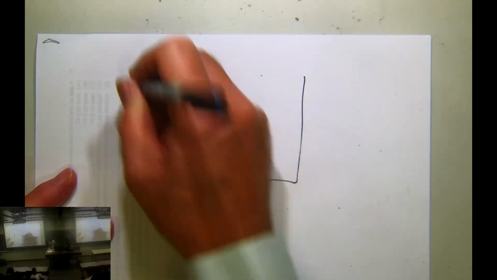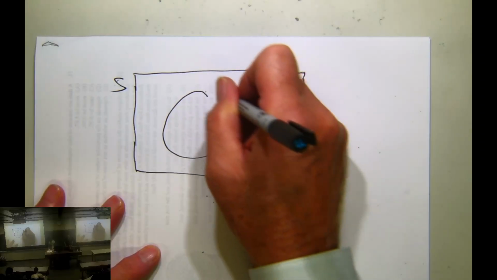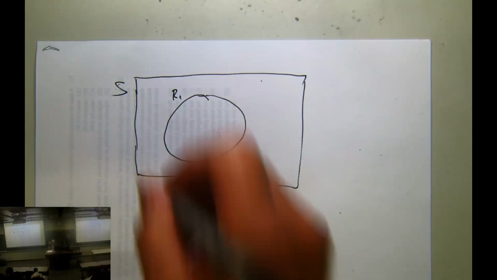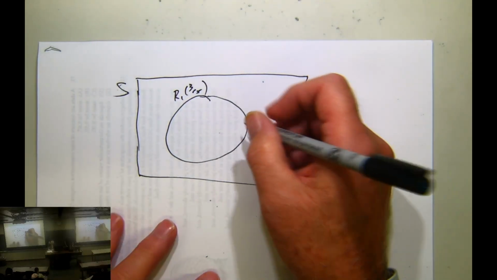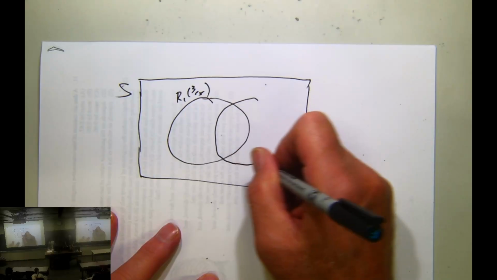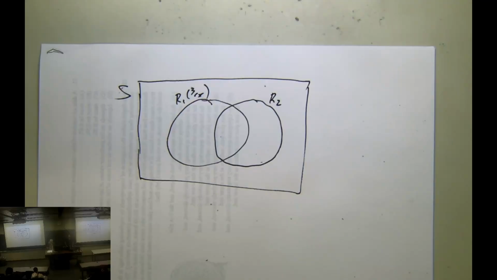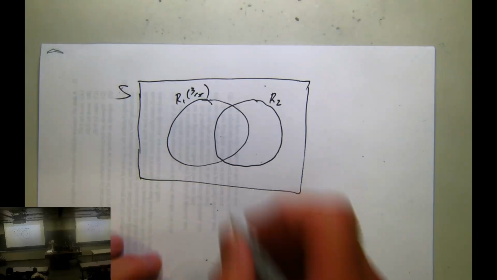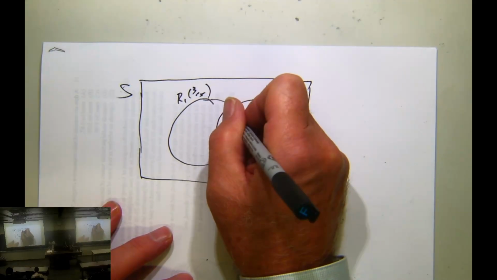And draw our sample space. There's R1, not necessarily to scale here. R1 had a probability of 3/5. And then there was R2. And it went like this, more or less. The point is there is an intersection there. And that intersection, R1 intersect R2, this was 3/10. Okay, so there's R1 intersect R2.